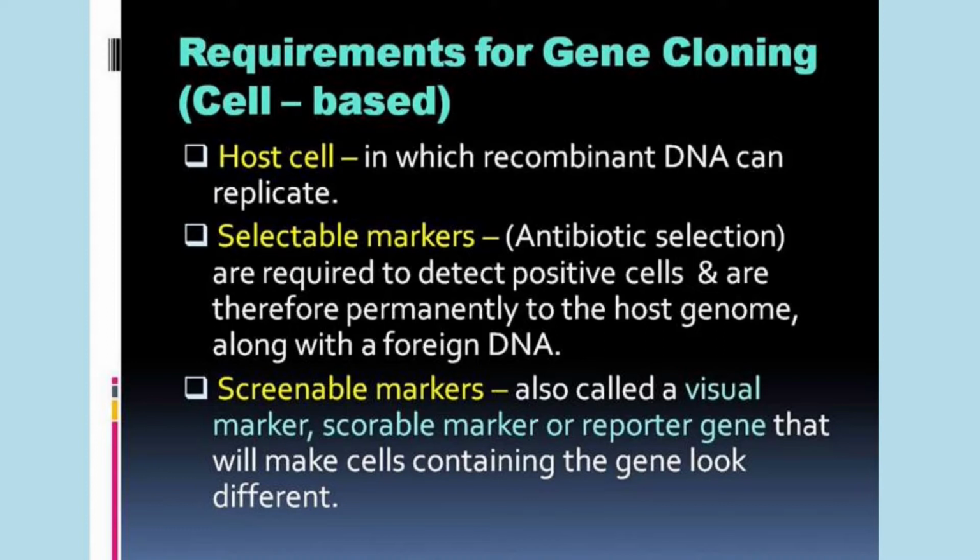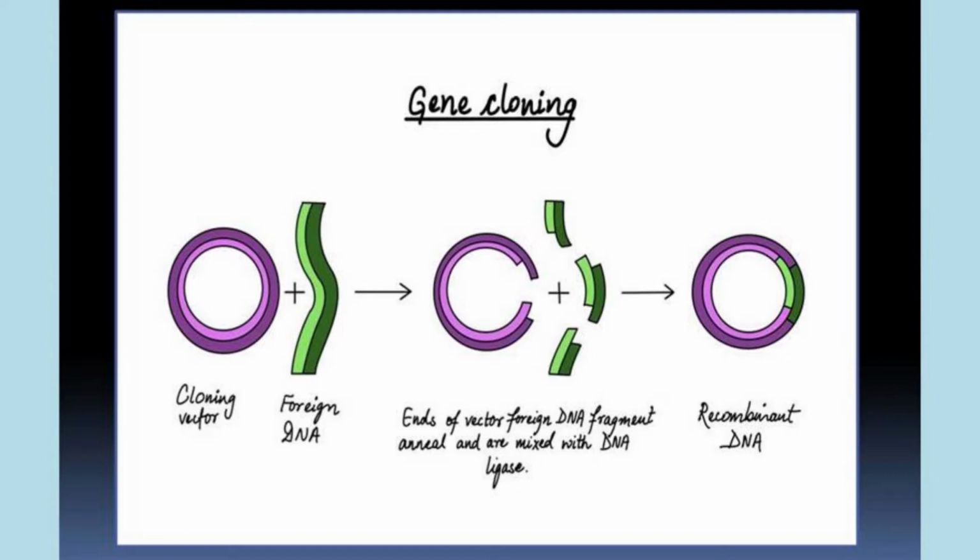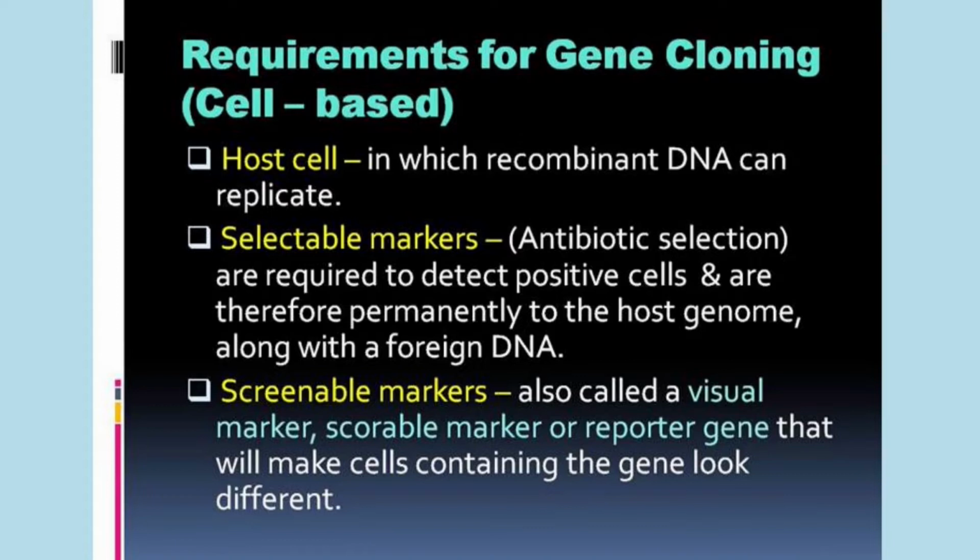The selectable marker, that is antibiotic selection, is required to detect the positive cells, which carry the foreign DNA permanently integrated into the host genome. The screenable markers, also called visual markers, scorable markers or reporter genes, make cells containing the gene look different.